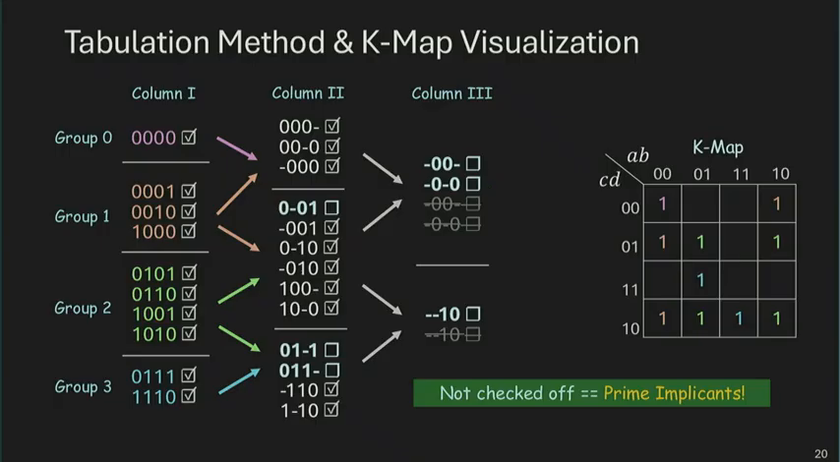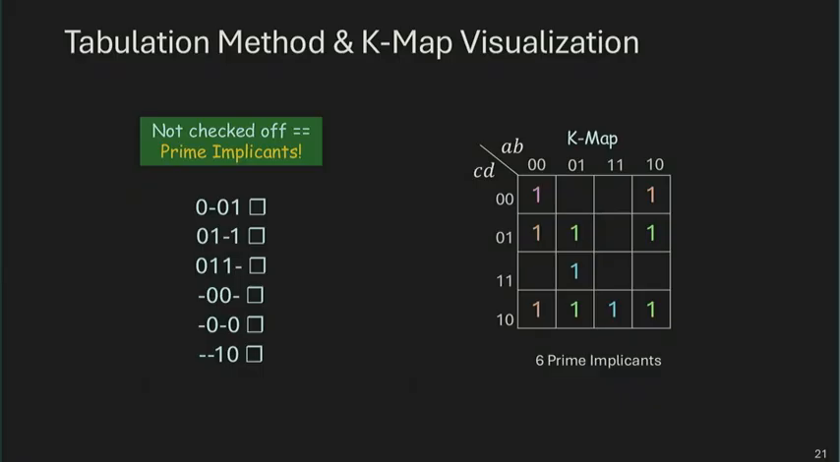All right. So at this point, we cannot do this combination any further. So all the minterms, or actually all the implicants that are left behind without a check mark, those are the implicants that cannot be combined with other implicants to grow further. So those are prime implicants. Everything that is not checked off are prime implicants. Right. So these are all the implicants left.